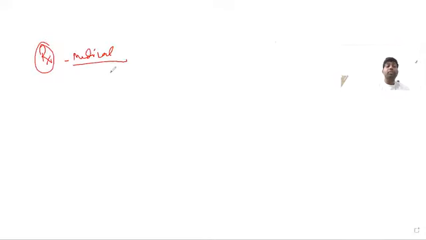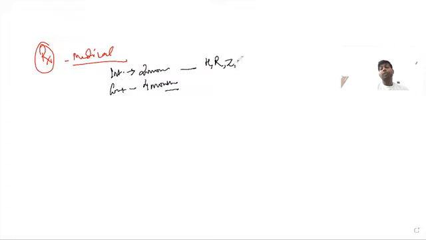The therapy that is used is an intensive phase of 2 months, followed by a continuous phase of 4 months. What do we use in the intensive phase? We use HRZE: rifampicin, isoniazid, pyrazinamide, and ethambutol. And for the 4 months, we use only two drugs, H and R, that is isoniazid and rifampicin. These are the two drugs which are used for 4 months.